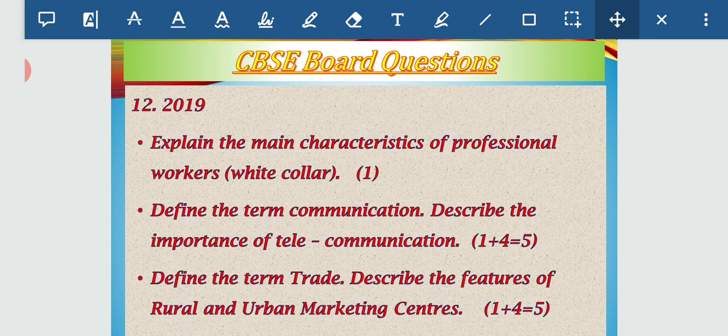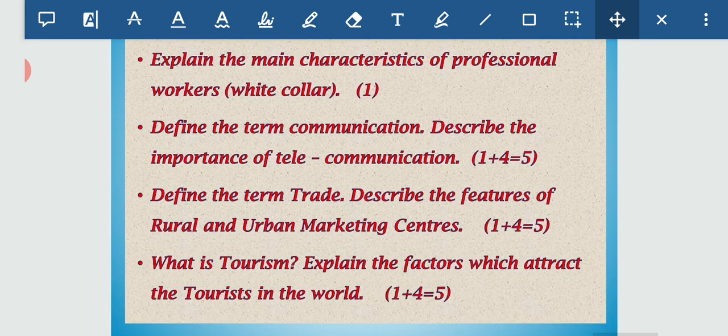Now 2020, we don't know what questions are going to come, but seeing the trend of the questions, one more question is there: what is tourism? Explain the factors which attract tourists in the world. So you can see these are the topics. Communication has been discussed, trade has been touched, the tourism part has been touched.